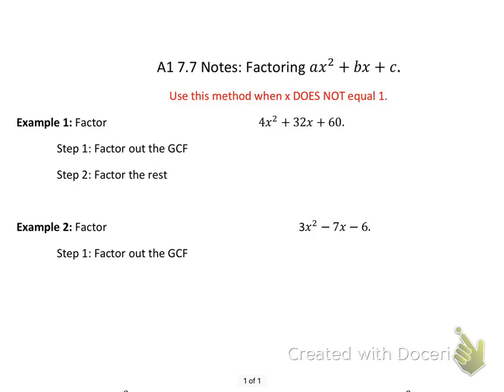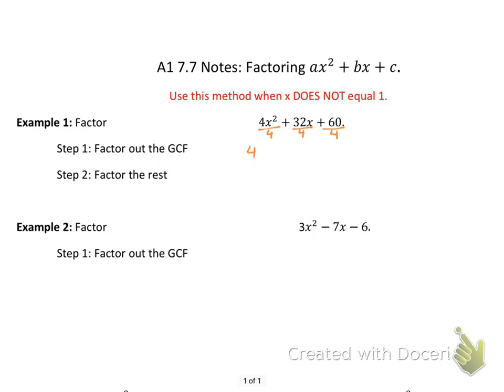So what am I going to do? I'm going to pull it out. And when I pull it out, I'm essentially dividing by that number. But it doesn't equal 0, so you can't just dismiss it, it goes out front. So it would look like this. I'm going to divide all three terms by 4 because they're all divisible by 4.